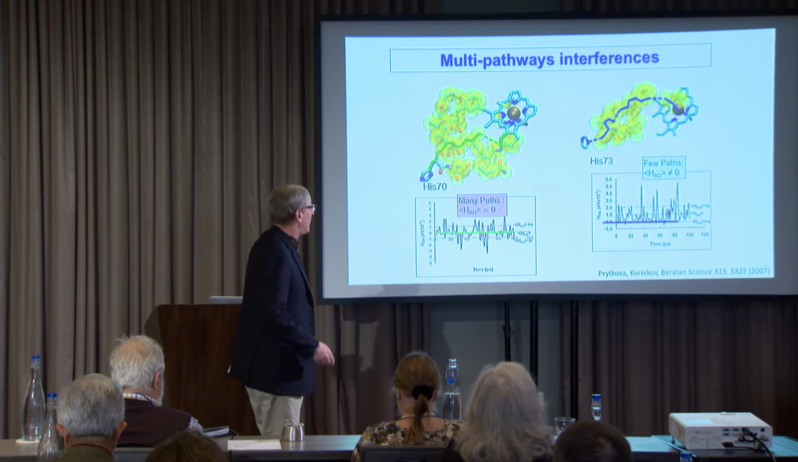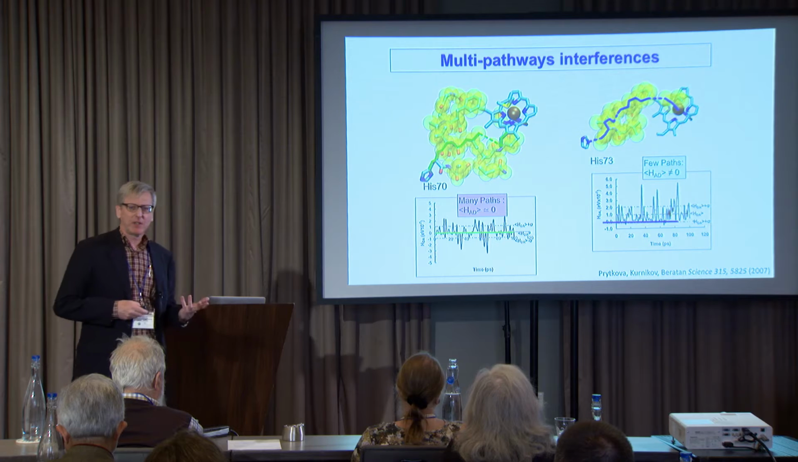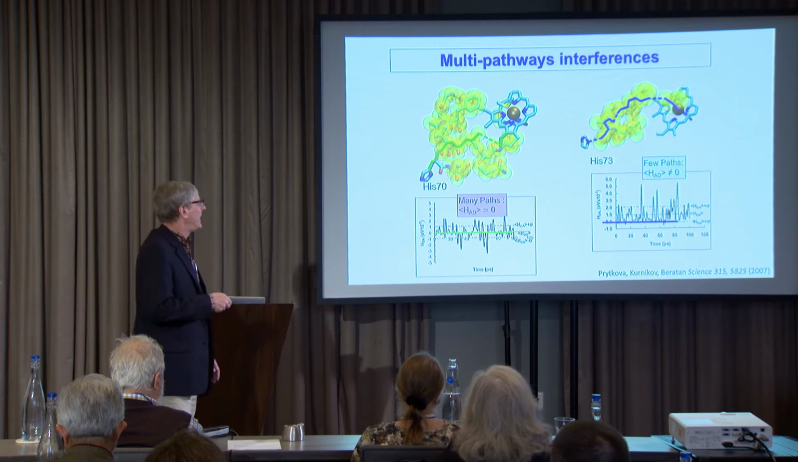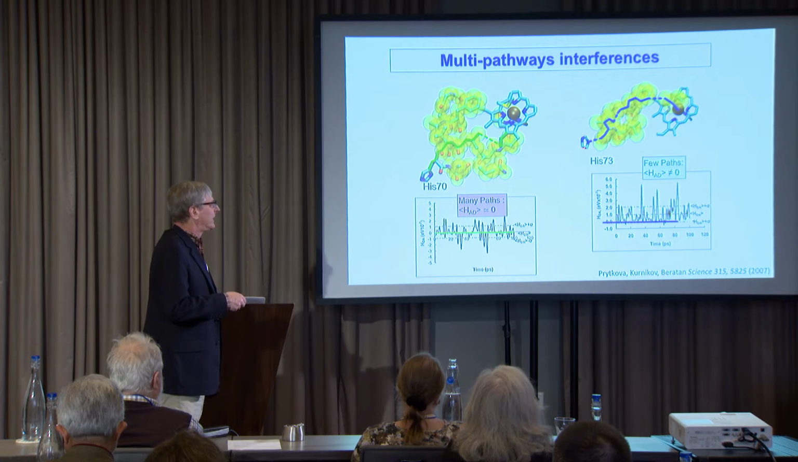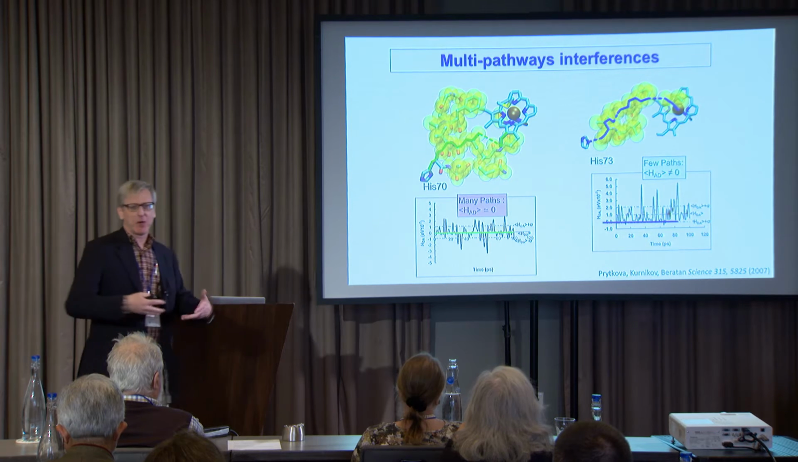The other comment I want to make is that by looking closely at heme proteins, we find that if you tunnel into an axial ligand in a heme protein, you tend to have sparser pathways.